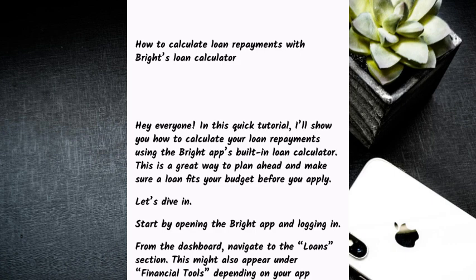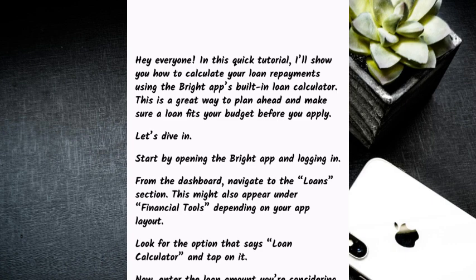So let's dive in. First, start by opening the Bright app and logging into your account using your credentials. From the dashboard, navigate to the loan section. This might also appear under financial tools, depending on your app layout. Look for the option that says loan calculator and tap on that.